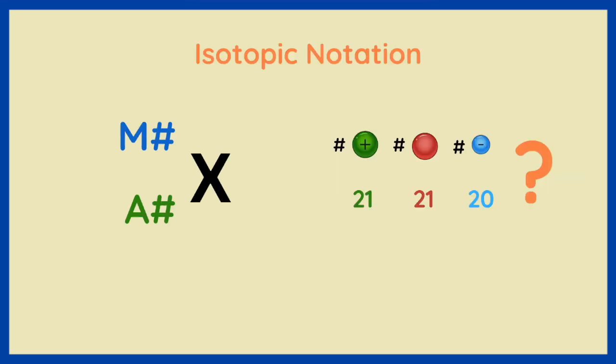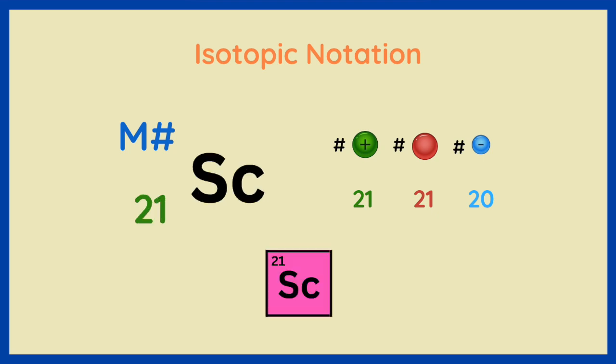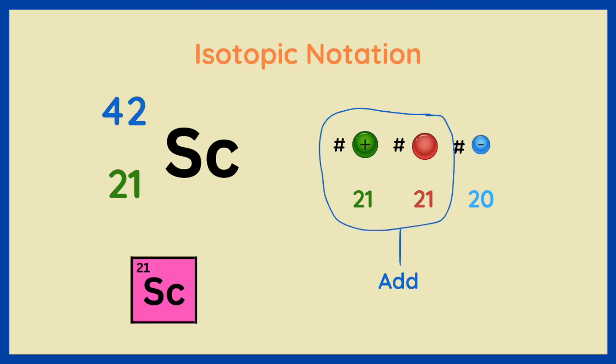What about this isotope? How do we convert a combination of protons, neutrons, and electrons into isotopic notation? We'll take this one at a time. Scandium is the element because 21 is the atomic number, and we can look at the periodic table, and that's how many protons we have, so that's the atomic number. So we're going to put it in the bottom left corner. And the mass number, 42, is the sum of the protons and neutrons, 21 plus 21, so we have all 3 components.